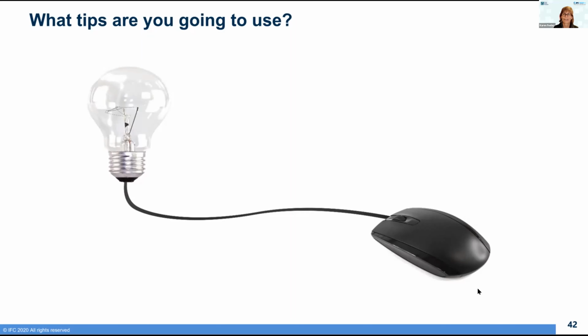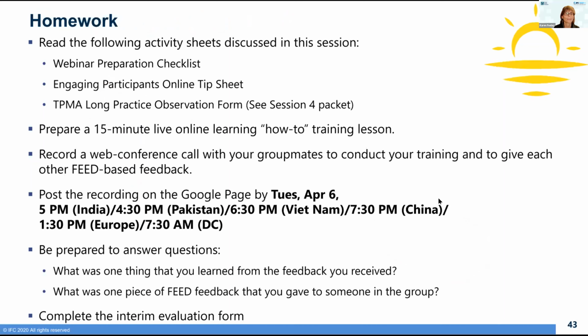Well, before I start the final Q&A discussion, let me tell you about your homework. So you're going to have a couple of sheets that you can read. There's a webinar preparation checklist. It's a really great thing to use. I look at mine every time I go on. I sit there and go, yes, yes, yes. There is an engaging participants online tip sheet that you're going to get. And I also want you to pull back out that long practice observation form that you got in session 4.